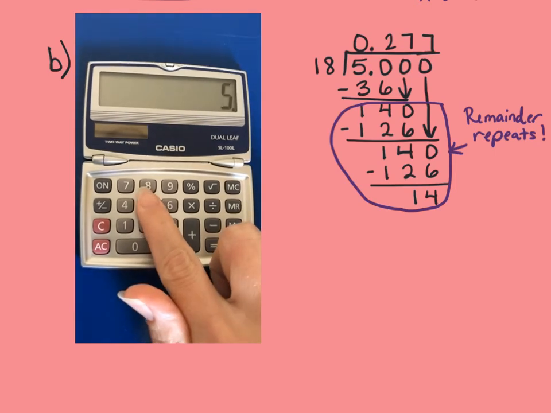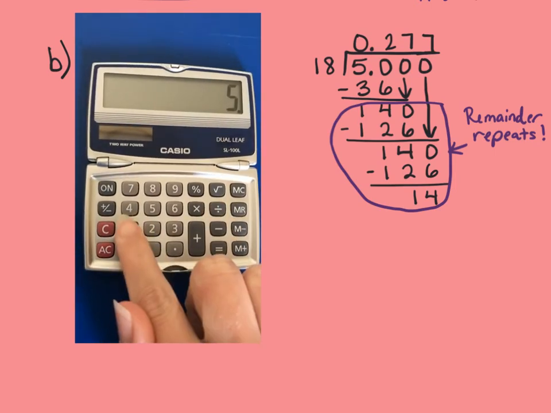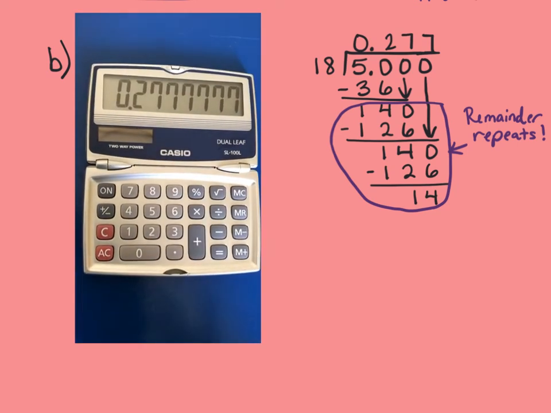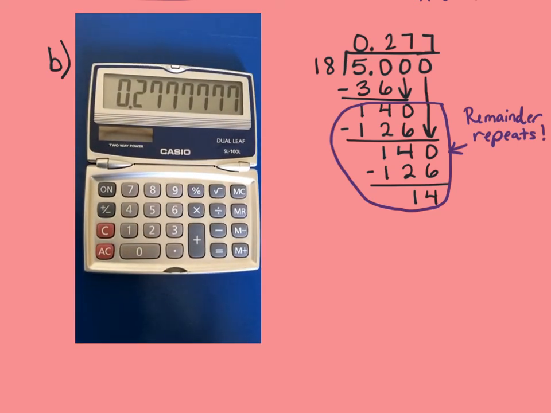Looking at a calculator, 5 divided by 18, enter equal, and we get 0.2777777. And what you see is that it just keeps repeating the 7. It went all the way across the screen, so this was a repeating decimal, and you can see that on a calculator.